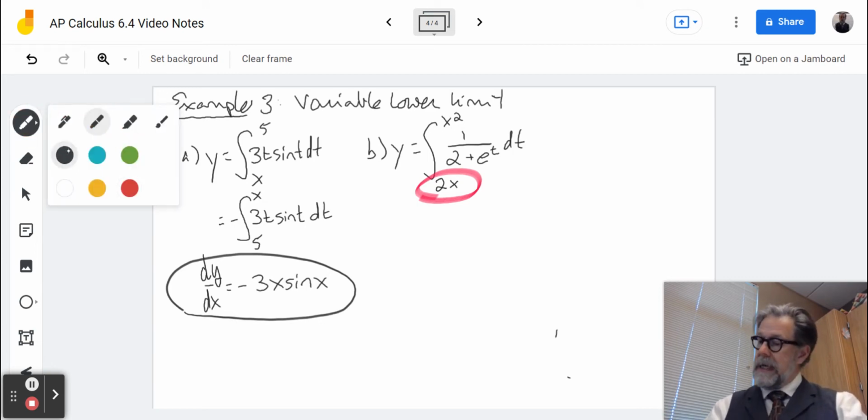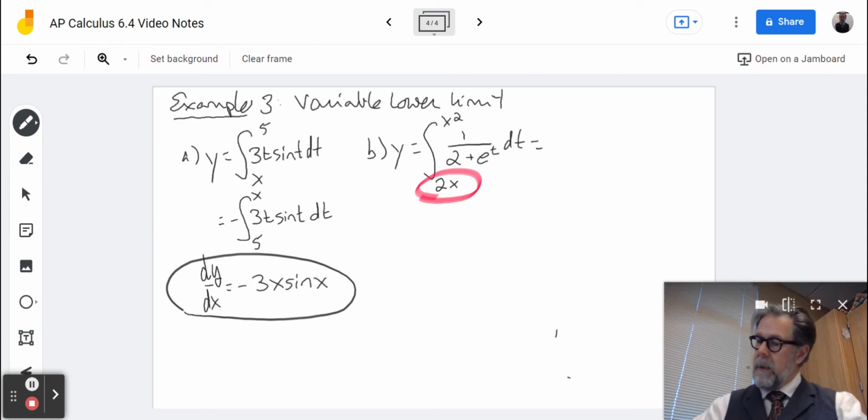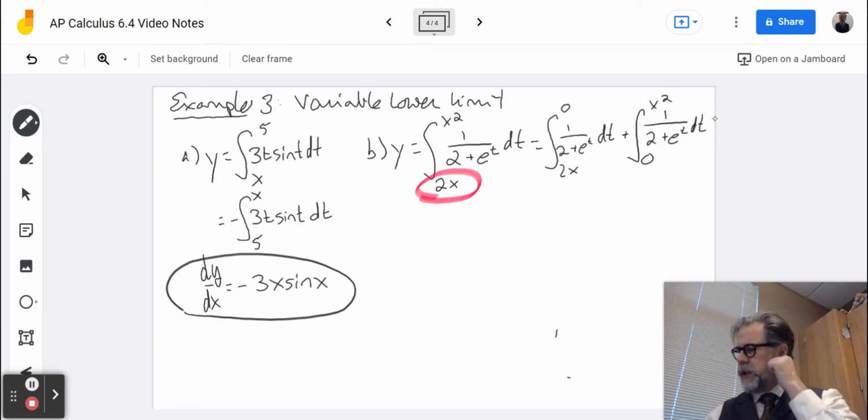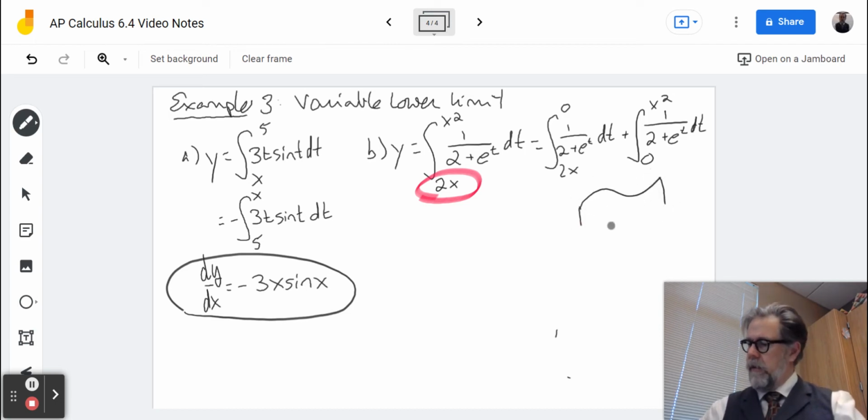So what I'm going to do instead is split this up into two integrals. Let's go from 2x to 0 of 1 over 2 plus e to the t dt, and then let's go from 0 to x squared of 1 over 2 plus e to the t dt. If you think about this in terms of area, if I want the area from 2x to x squared, there's no reason I can't split it up, find this one, find this one, and add them together.